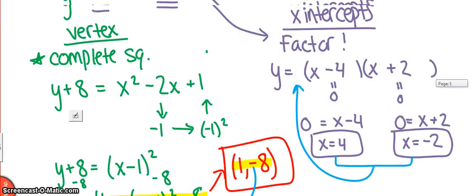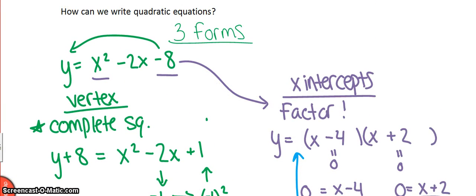The last thing that we need to look at is, what if I can't change the form to find the vertex or the x-intercepts? What if I'm stuck in standard form? Okay, and in standard form, you can always use the quadratic formula to find x-intercepts.